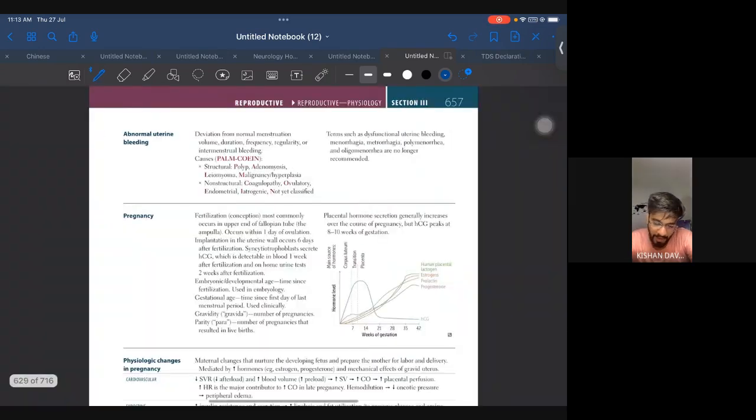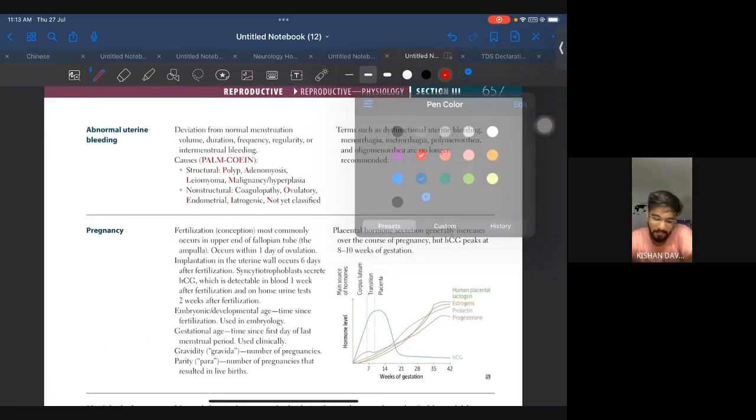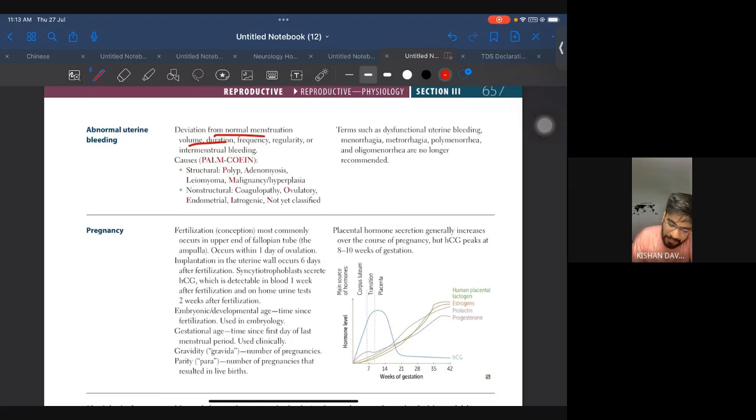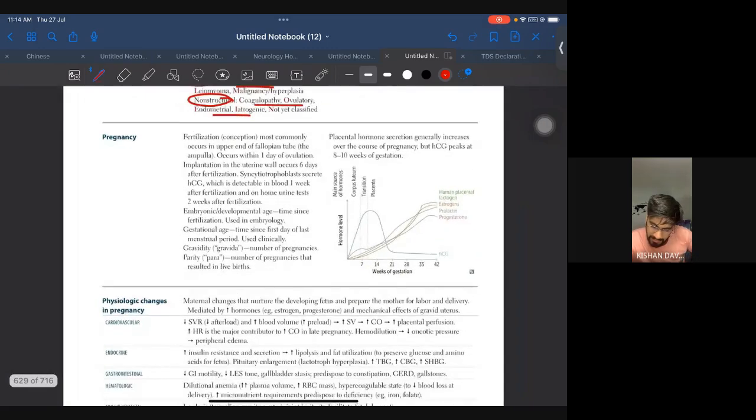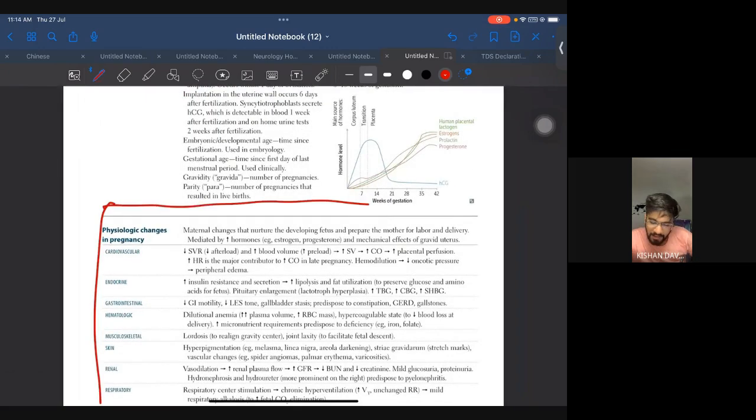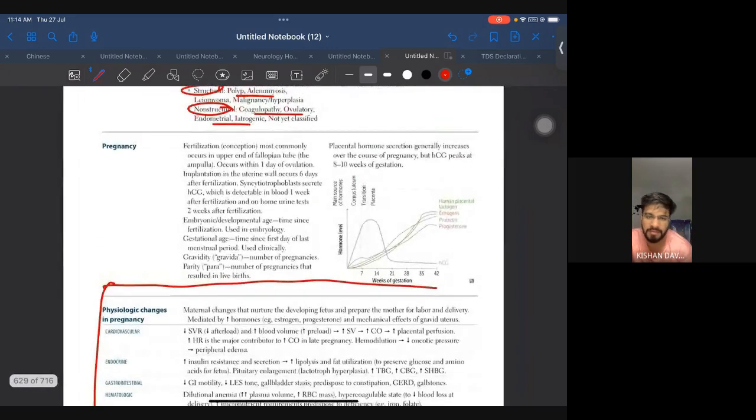All right. Moving ahead to abnormal uterine bleeding. In abnormal uterine bleeding, deviation from normal is not necessary. Just remember the causes: structural and non-structural. In structural, there may be some outgrowth involved. In non-structural, it is because of a blood problem. Okay, simple. See, here they have given it so beautifully; in the old edition we had to write by ourselves. So this new edition is very good in this case.